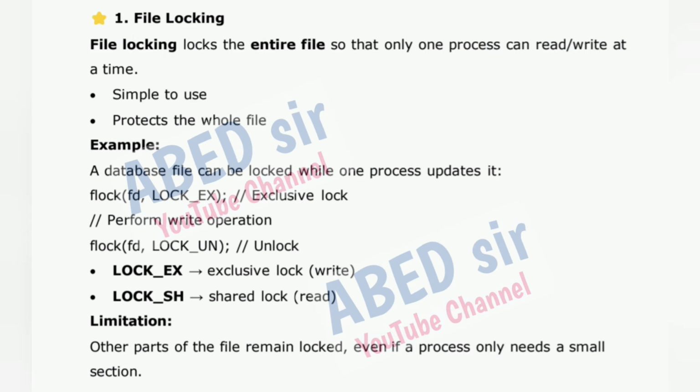1. File locking. File locking locks the entire file so that only one process can read or write at a time. Simple to use. Protects the whole file. Example: a database file can be locked while one process updates it. flock(fd, LOCK_EX), exclusive lock. Perform write operation. flock(fd, LOCK_UN), unlock. LOCK_EX exclusive lock, write. LOCK_SH shared lock, read. Limitation: other parts of the file remain locked, even if a process only needs a small section.